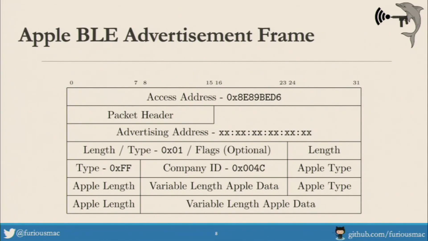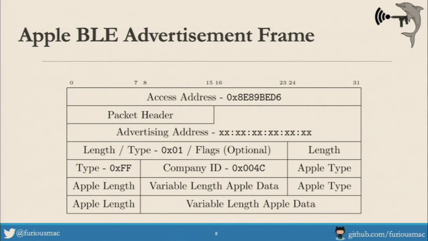So this is what a general BLE advertisement frame looks like. I just want to point out a couple things. Every single advertisement frame has a company ID that is related to the manufacturer. For Apple, it's hex 4C. That allows us to filter specifically on Apple frames.